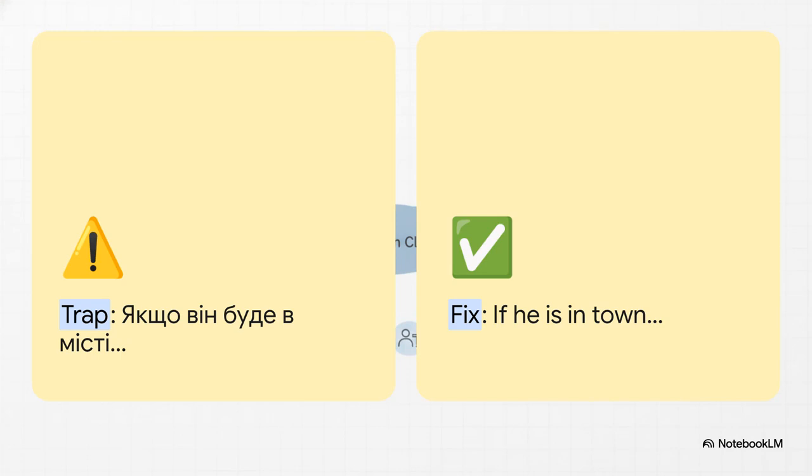And here we are, the trap. In Ukrainian, your natural linguistic instinct is to use the future tense because of the word буде. Якщо він буде в місті, він нам зателефонує. It feels completely right to project that future state, doesn't it? But contrast it sharply with the correct English fix, "if he is in town." You absolutely must use the present tense here. If he is in town, he will call us.